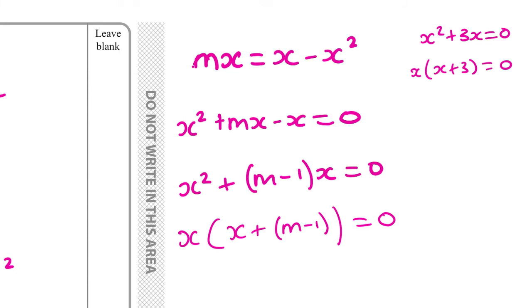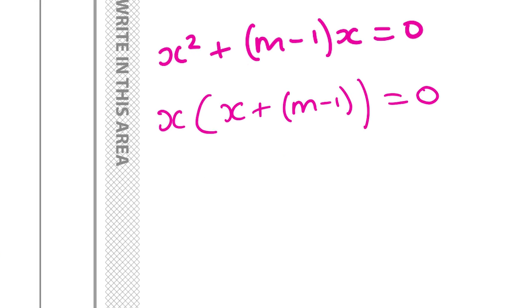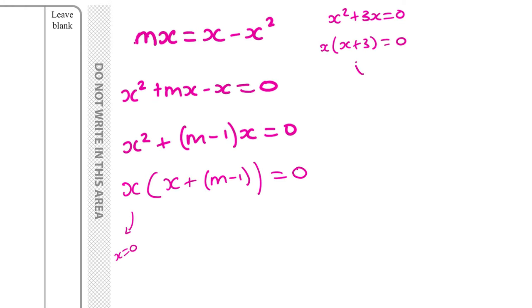Okay? So, what do we know then? We know that x clearly equals 0, or, you know, here we'd say, right, well, this means that x plus 3 equals 0, so x equals negative 3. Okay? We're going to do the same here. This means that x plus m minus 1 equals 0. So if we add 1 to both sides, take away m, this is how we get the 1 minus m.